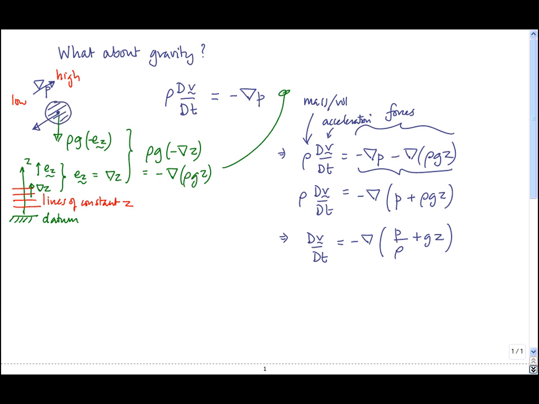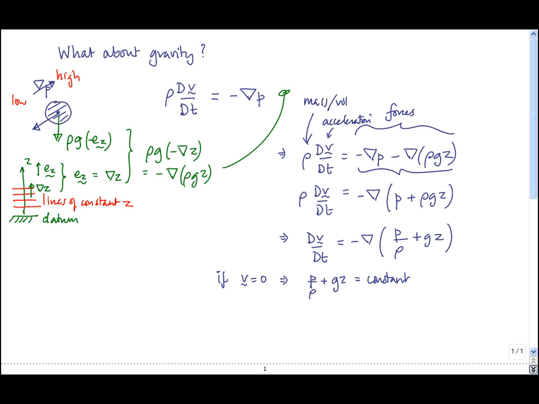Now this is quite a profound result. If, for example, we say that the velocity is equal to 0, so if the whole thing is static, that implies that P upon rho plus gz is equal to a constant, or it's uniform everywhere in space, and that's the basis of hydrostatics.